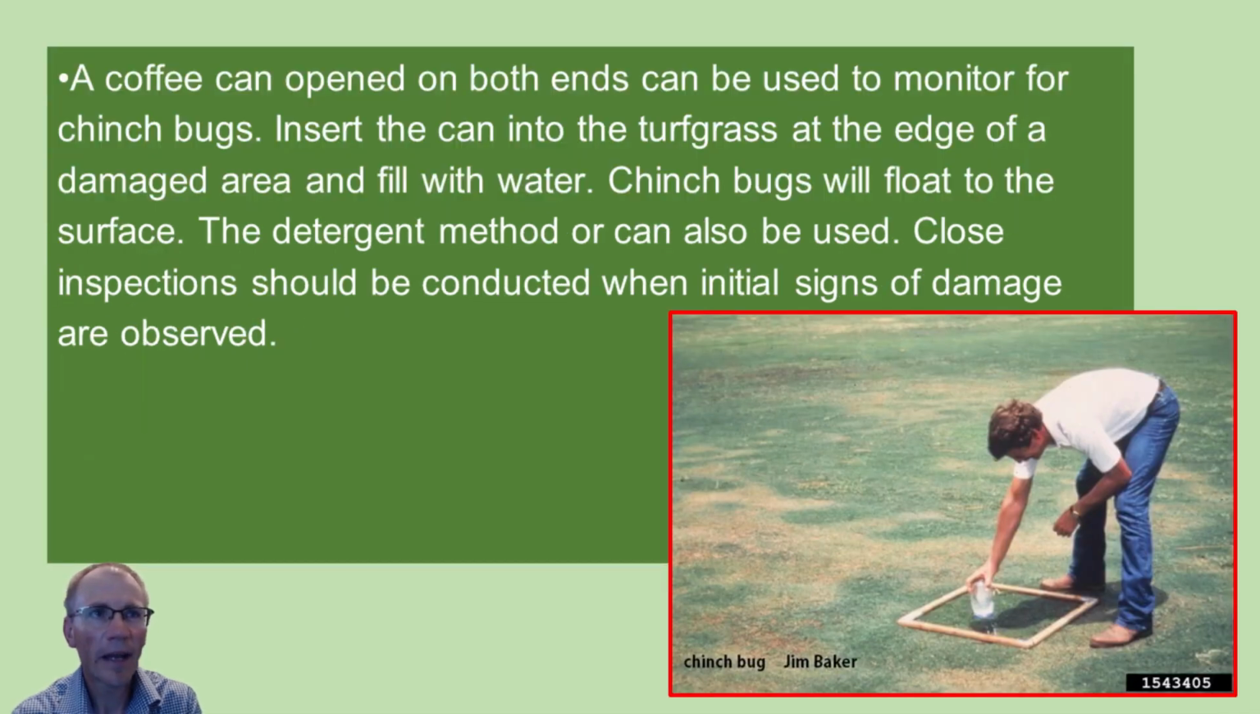A coffee can opened on both ends can be used to monitor for chinch bugs. Insert the can into the turf grass at the edge of a damaged area and fill with water. Chinch bugs will float to the surface. The detergent method can also be used. Close inspection should be conducted when initial signs of damage are observed.